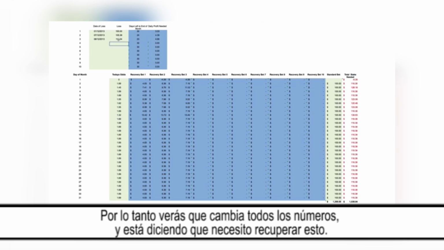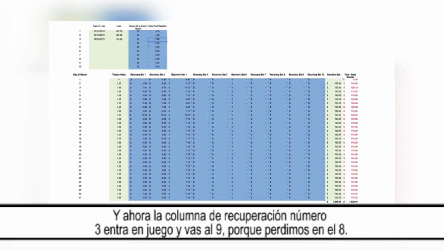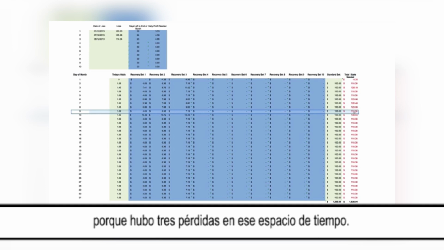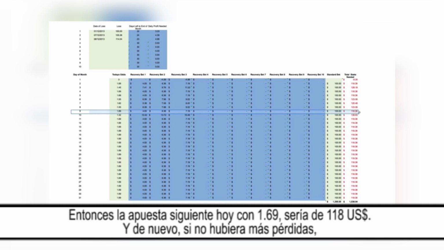So therefore, you can see it changed all the numbers, and it's saying I need to recover this. And now recovery column number 3 comes into play, and you go to the 9th because we lost on the 8th, and this is accurate, but all of this old data, as I said, it's clunky, is inaccurate because it's taken the 3 bets into account. But of course there weren't 3 losses at that time. So the next bet today at 1.69 would be $118.